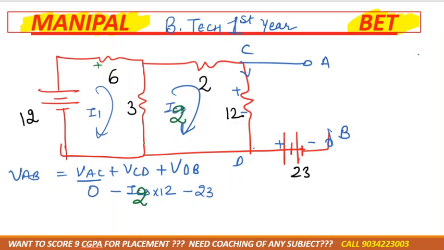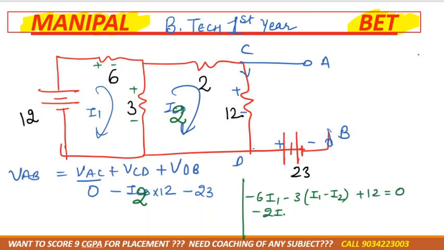Okay. So the two mesh equations are: first mark the sign convention. Minus I1 minus I1 minus I2 plus 12 is equal to 0. Now minus I2 minus 5 minus 3 I2 I1 is equal to, right? So we can substitute the value of I2 over here, then we get it. Correct? Understood?